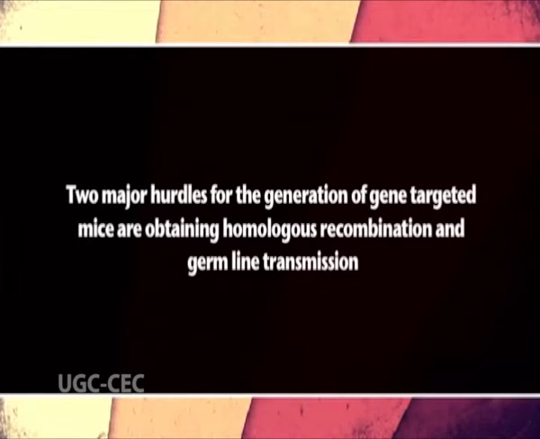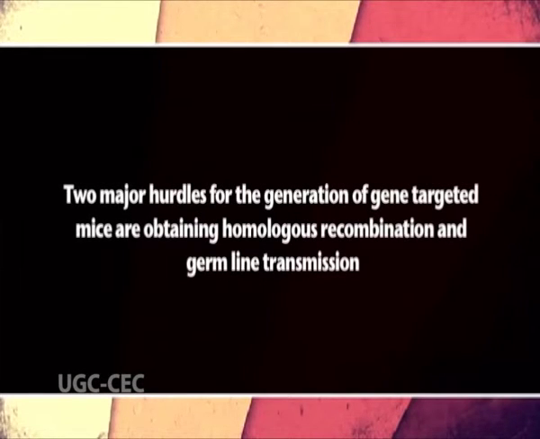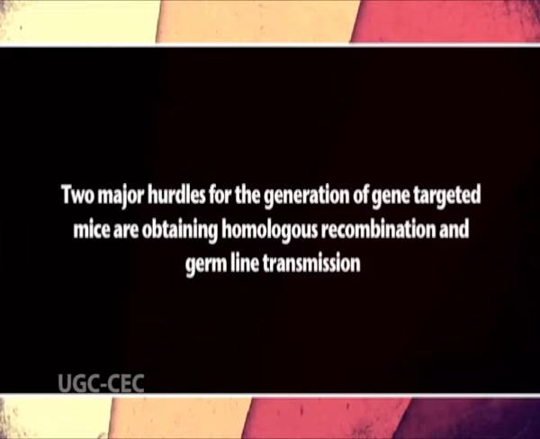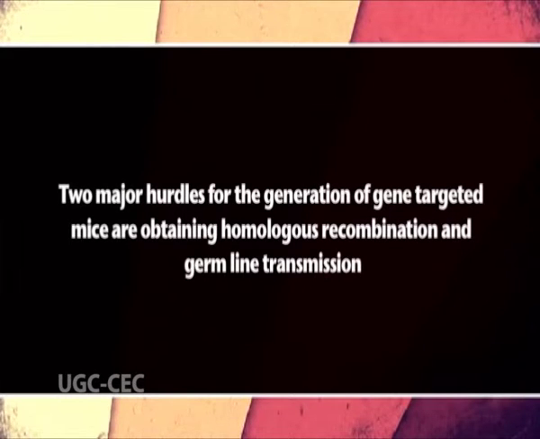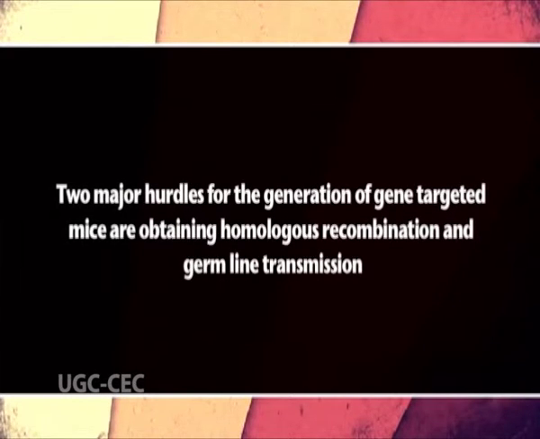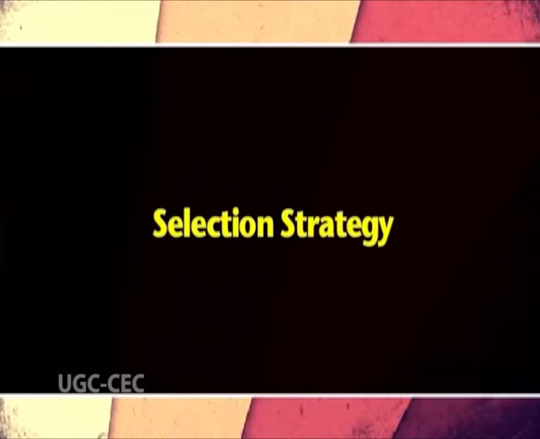to model somatic mutations. The two major hurdles for the generation of gene-targeted mice are obtaining homologous recombination and germline transmission. Although it has been almost 20 years since the first gene-targeted mice were constructed, not all parameters which affect the frequency of homologous recombination and germ cell transmission are known. Now let's try to learn about selection strategy.